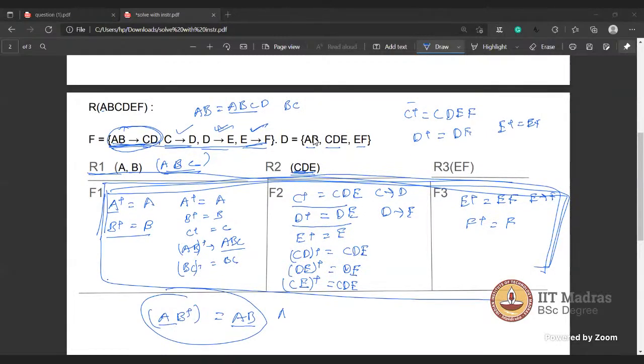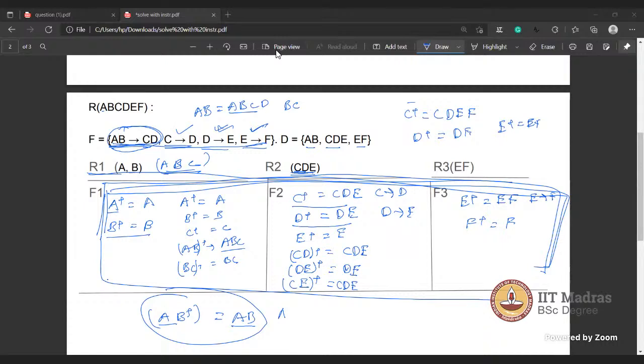Sir, if FDs are dependency preserving, then does that imply that it will also be lossless? No, these are two different things. Okay, sir. So that thing we'll discuss in the normalization part. If the decomposed relation is in 3NF, then we can say that it is dependency preserving and lossless also. But if it is in BCNF, then we cannot guarantee that. So we'll discuss that and also check that condition. Okay, sir. Thank you.